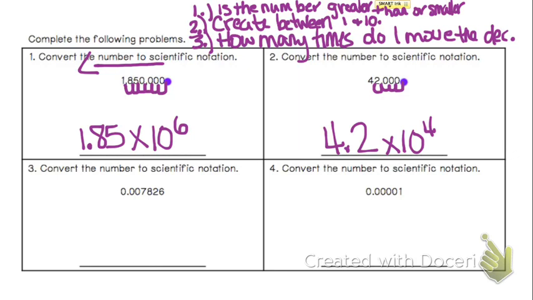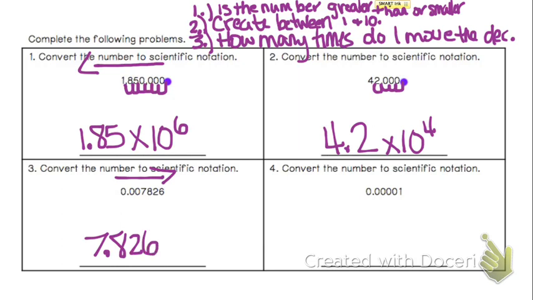Looking at 3, we're writing this number in scientific notation, and I notice that I have a decimal. Well, a decimal is always less than 1, so my number is smaller than 1. Now, to create a number between 1 and 10, I have to look in this direction. I'm going to come to my first number, which is 7, and put a decimal behind 7, 7.826, because that is a number between 1 and 10.